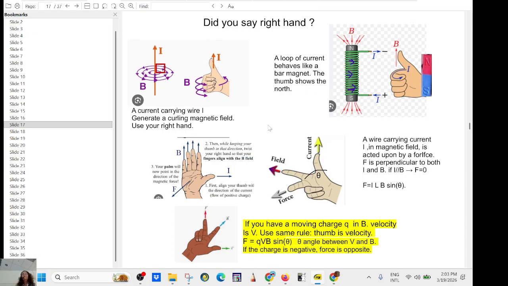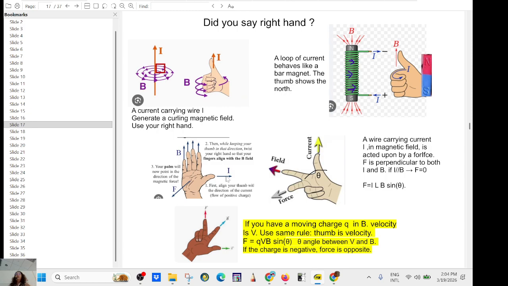Okay, so remember the right hand rule. I don't think we're going to go over that again, but the magnetic force here will work also for moving positive charges. So if you have a positive charge moving like a proton, moving this way, and you have a magnetic field going up, the force will come out of your hand.